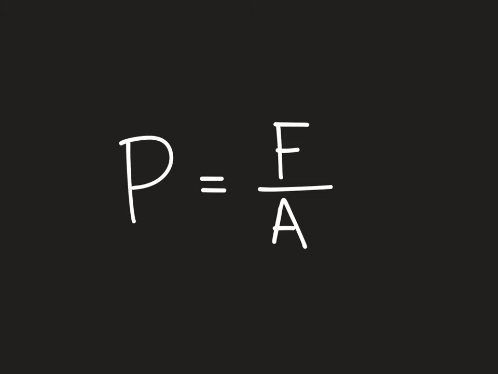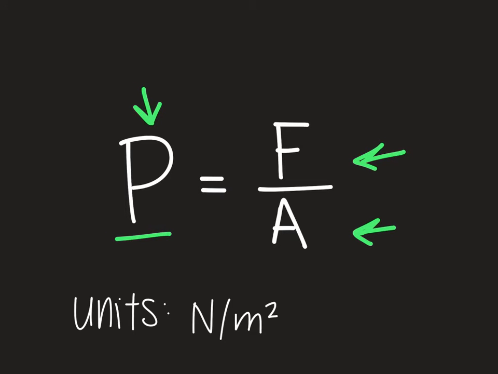When we talk about pressure, we use the equation pressure equals force over area. This big P represents the pressure, this big F represents the force of the fluid, and this big A represents the area over which that force is applied, resulting in the pressure. The units for force would be newtons, and the units for area would be meters squared, meaning that the units for pressure would be newtons per meter squared.